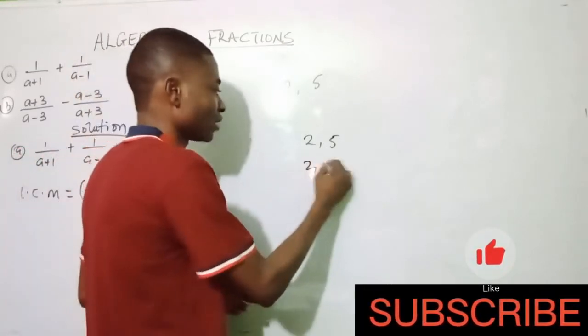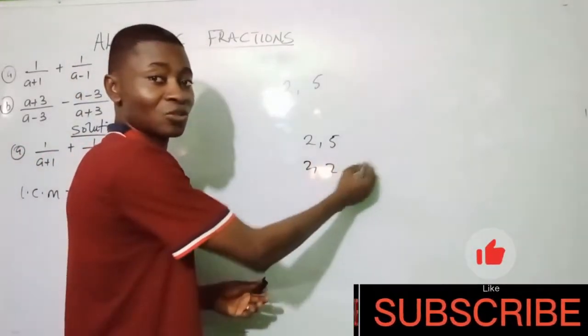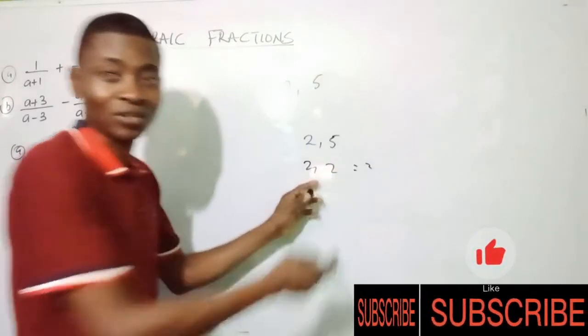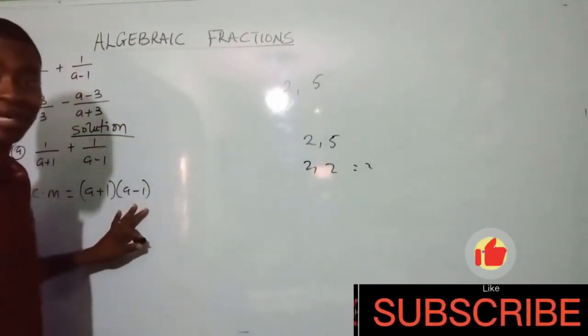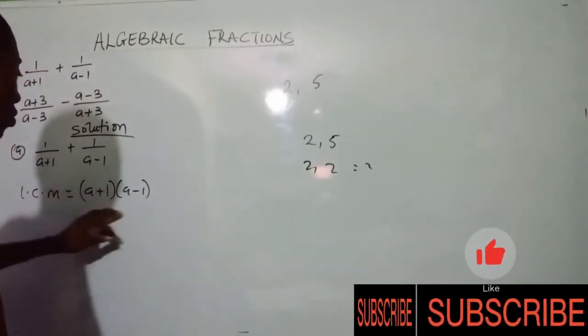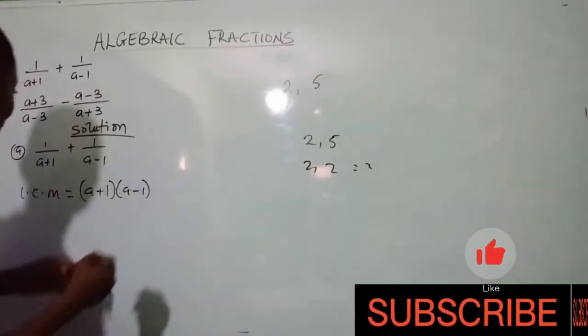Now if you look at 2 and 2, the LCM of 2 and 2 is what? It's going to be 2, because they have a common factor, which of course is going to be what? 2. But look at this now, that is why we are multiplying them together, because they don't have a common factor. So the LCM of this, I have done that.